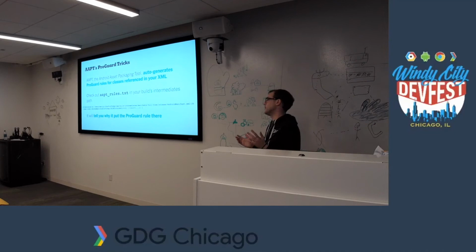Because Android apps can be launched not just through an explicit intent where the class name is explicitly declared in your code, but you might have intent filters declared in your manifest. You might have any number of places where it's not a direct reference to that class name in your code. So if you got rid of it willy-nilly, it might blow up in your face.